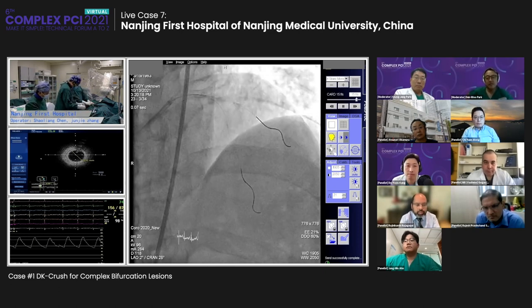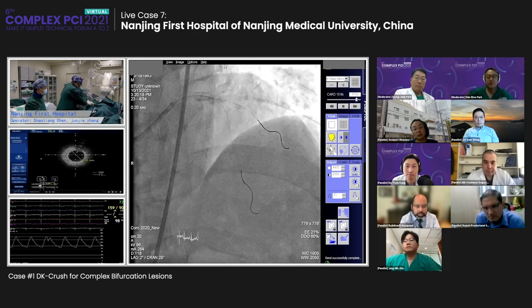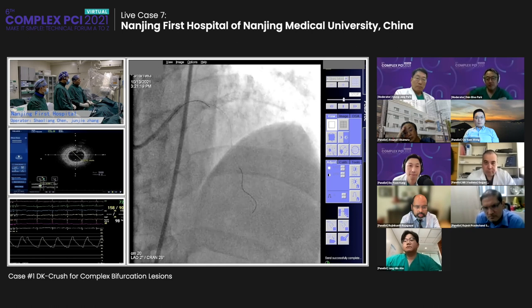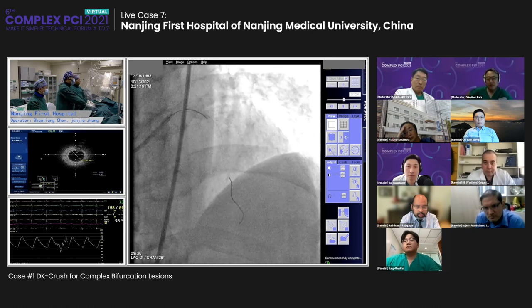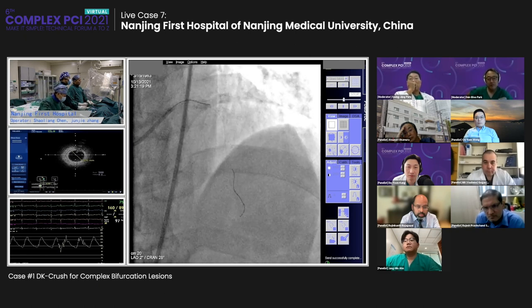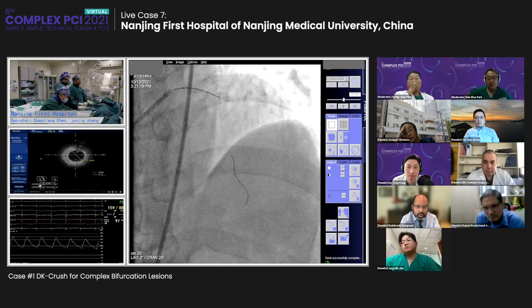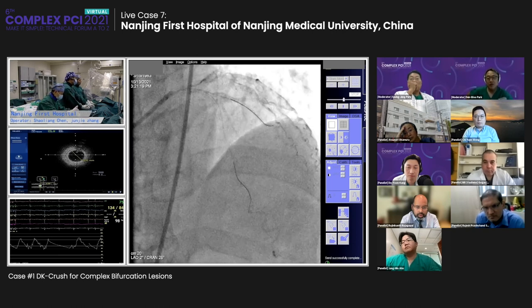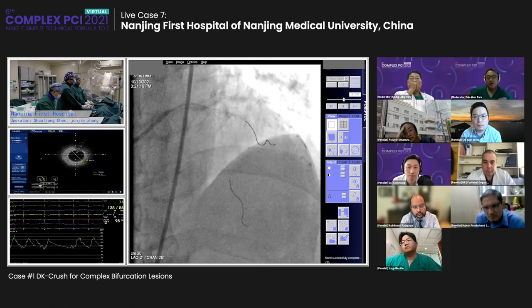After balloon crush, there was no complication in either the LAD or the diagonal. So I will remove the wire from the diagonal. Usually, for junior colleagues, I recommend using a third wire to rewire, keeping the first wire in the diagonal to serve as a roadmap. I think I don't need the roadmap, it's a small test. Okay. All good. Very smooth, no resistance.